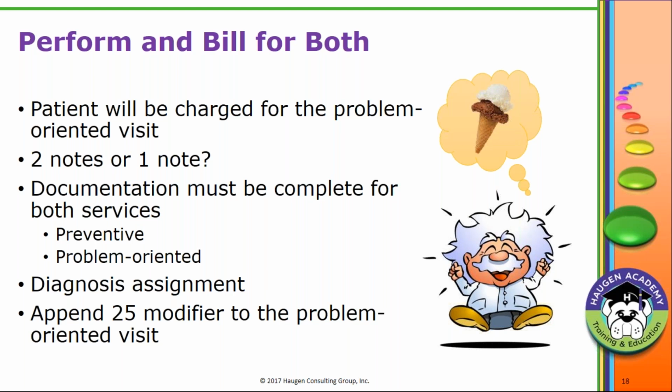For the problem-oriented service, you're going to be looking for key components, so history, exam, and medical decision-making. And then we're going to be looking for a diagnosis. So you'll have separate diagnoses for the preventive visit and for the sick visit. And then again, I mentioned that copay. The copay could be an issue, and if you work in a clinic, it'll probably need to be addressed within policies and procedures on how to handle the copay if this comes up.